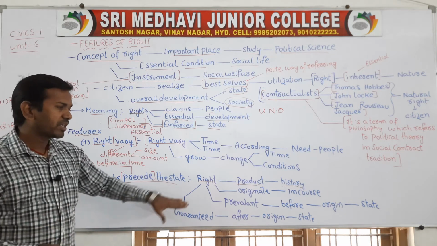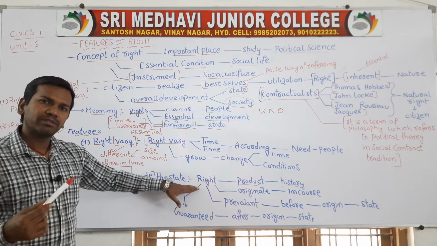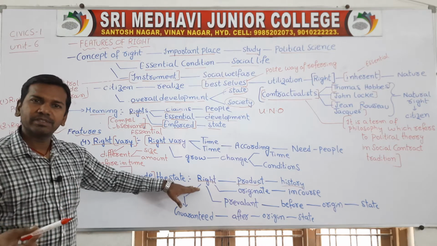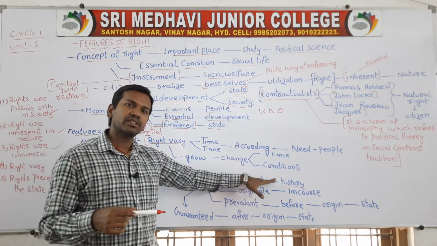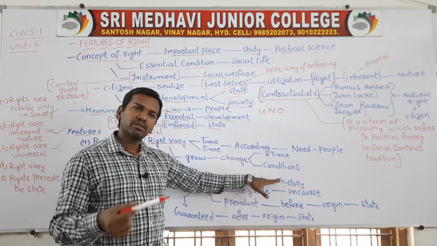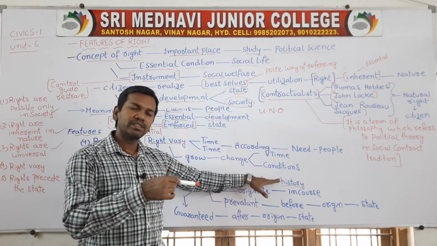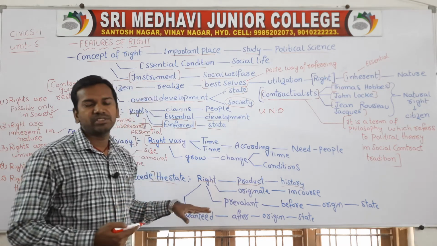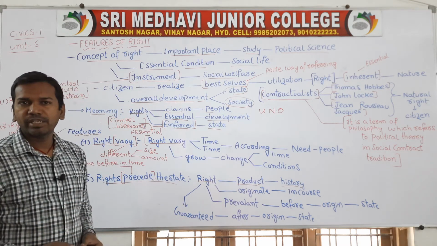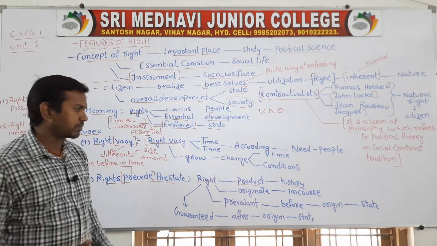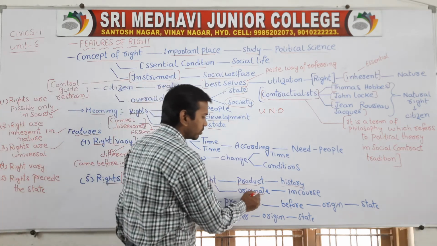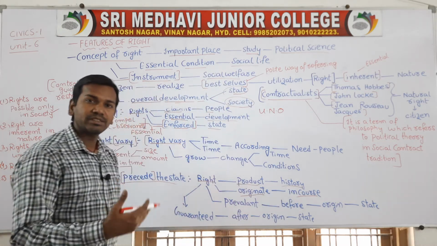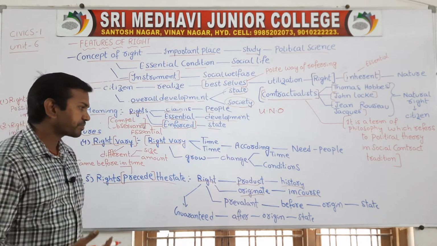Similarly, the rights we are enjoying did not develop automatically. They originated during history. In ancient times we already had these rights. That is why we say these rights are a product we got from history. This is one point: rights originated in the course of time. As time changed, the rights started developing.